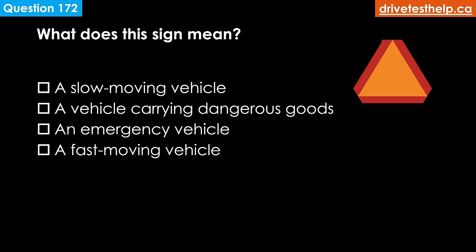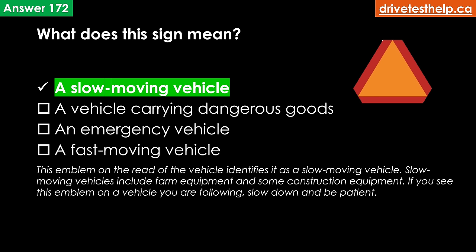What does this sign mean? A slow-moving vehicle, a vehicle carrying dangerous goods, an emergency vehicle, a fast-moving vehicle. The correct answer, slow-moving vehicle. This emblem on the rear of the vehicle identifies it as a slow-moving vehicle, one whose speed is 40 kilometers an hour or less. Slow-moving vehicles include farm equipment and some construction equipment. If you see this emblem on a vehicle you are following, slow down and be patient.